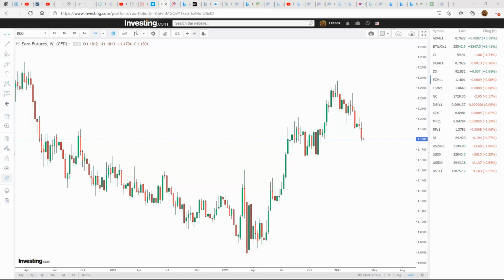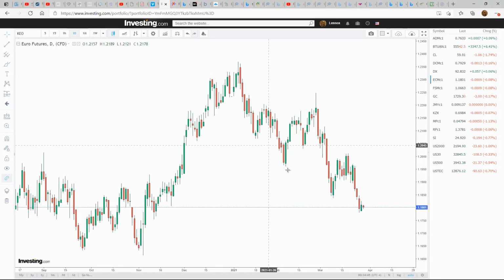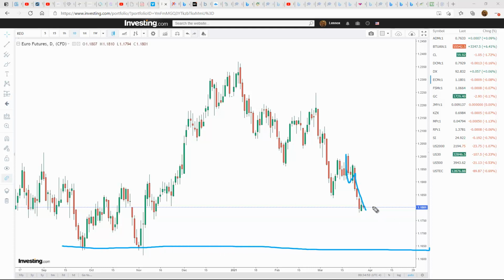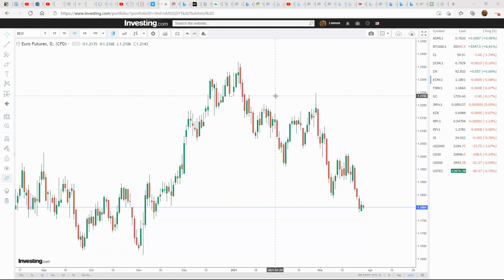And on the daily, we're still heading down and not looking like anything is going to buoy this back. So support is way down here. So we've got all that room to drop. So weakness in the euro going into the session and this week as well.